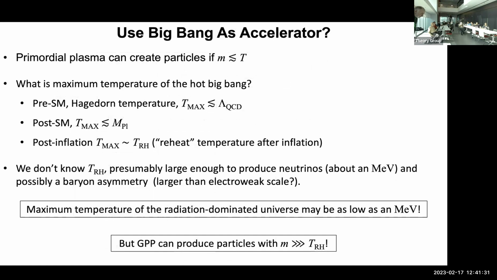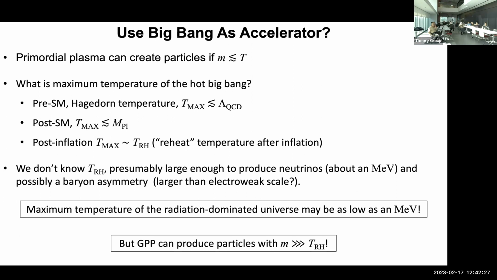All right, so that's a little bit about dark matter, why I'm interested in it. It could produce dark matter. What about using the Big Bang as an accelerator? Well, the primordial plasma can create particles if the mass is smaller than the temperature. What is the maximum temperature of the hot Big Bang? In the pre-standard model days, say the early 60s, sort of the Beatlemania era, people talked about a Hagedorn temperature before QCD, before asymptotic freedom, and the maximum temperature of the universe was thought to be what we would now call lambda QCD, a hadronic scale. And the idea is that if you pump more energy into the universe, you produce more and more massive states. And then it was realized after the standard model, after QCD, after asymptotic freedom, it was thought that the maximum temperature was the Planck mass.